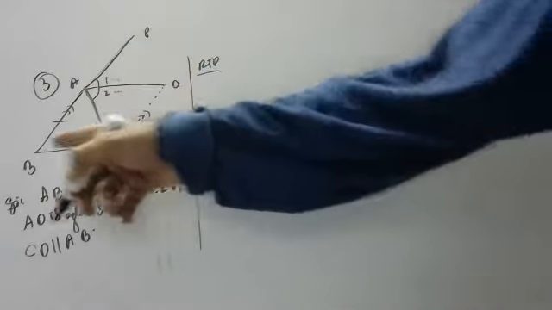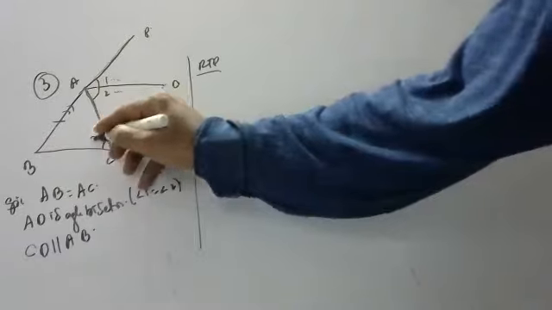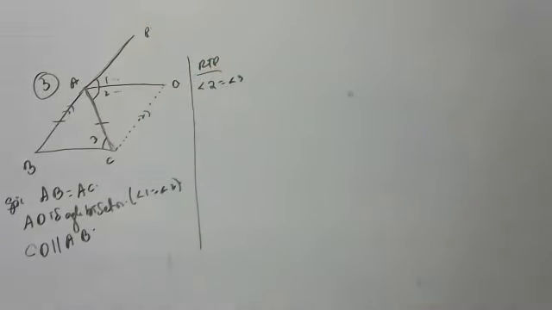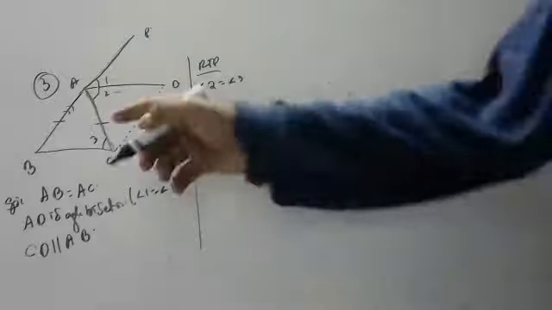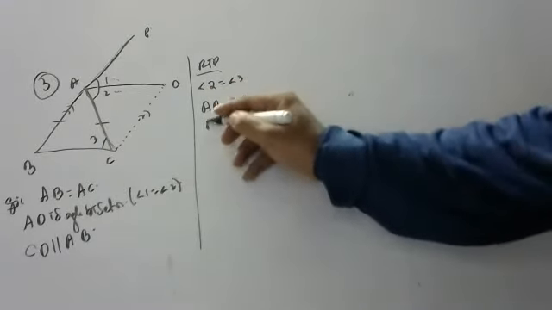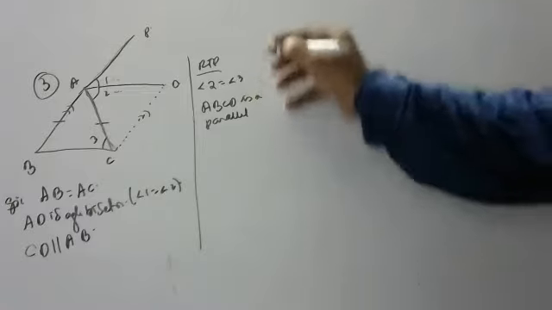I'm writing here. What is required to prove means he's asking us to prove that angle DAC is equal to angle BCA. He's asking to prove that angle 2 is equal to angle 3. This and this we have to prove, children. Second is ABCD is a parallelogram. He's also asking us to prove that ABCD is a parallelogram. Let's prove, children.